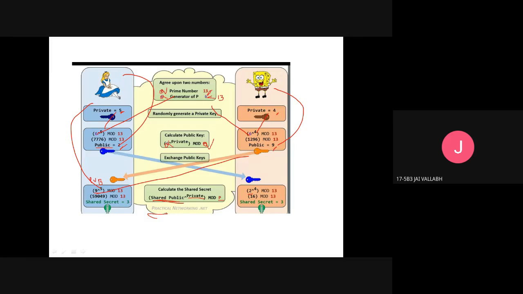Now we'll check if the value is the same as in Bob's case. In Bob's case, we use 2, which is the public key of Alice, and the private key 4 of Bob, mod 13, and it is also 3. So we can say that the procedure we have followed and the primitive root we have selected are correct, and both shared keys are the same. These shared keys will be used in further encryption steps.